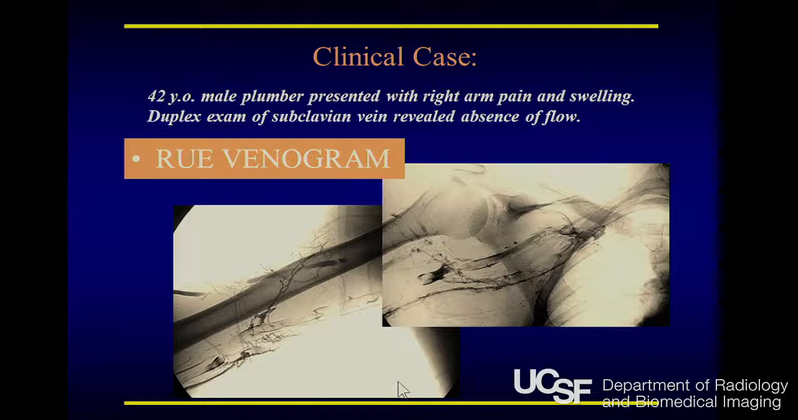This is a clinical case just to solidify some of these facts. So this is a 42-year-old plumber who presented with right arm swelling. Duplex exam demonstrated absence of flow in the subclavian vein. He was referred for a venogram, and we could see in the brachial and basilic systems extensive thrombosis throughout, and it all goes up to where the subclavian vein terminates. You could see that's terminating right where the first rib crosses the clavicle. So this would be compatible with effort thrombosis, Paget-Schroeder thoracic outlet syndrome.